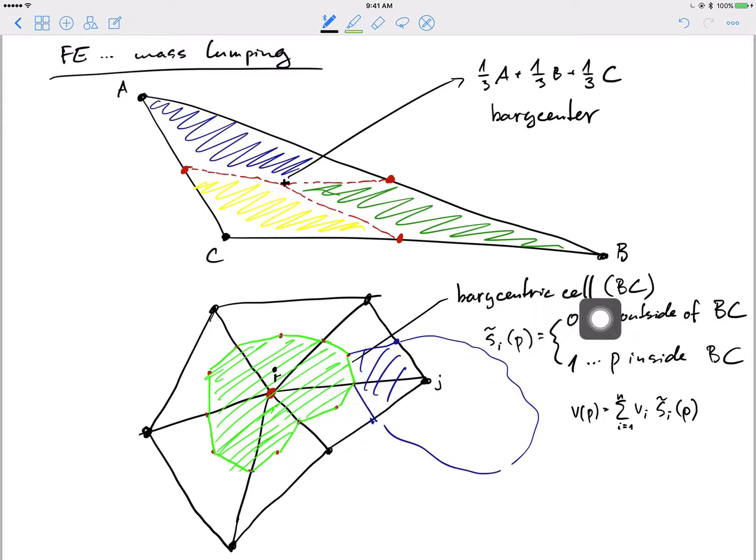Now, why I'm bringing up these barycentric cells and this kind of poor man's interpolation of the velocities is that if you actually do the same derivation we did before, you'll see that you get exactly the lump mass matrix directly. That's kind of the answer to the question I was asking. Can you justify the lump mass matrix using finite elements? And the answer is yes, if you define the shape functions like this, corresponding to barycentric cells.